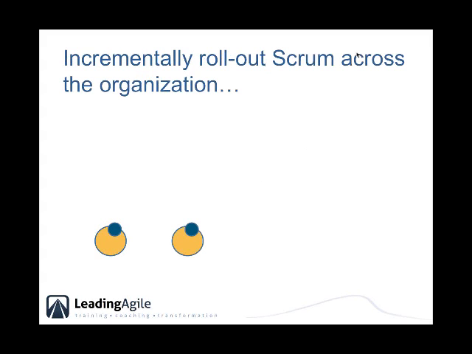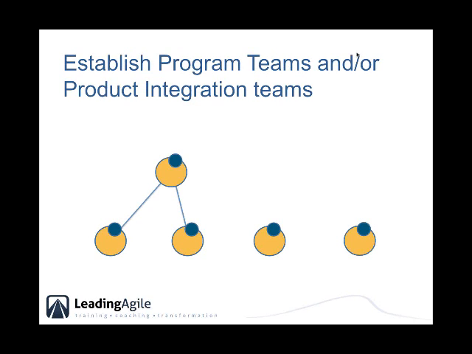So introduce a couple of teams, learn what works, learn what doesn't, and then roll that out horizontally across the organization. So incrementally roll out Scrum across the organization. And then establish maybe program teams or product integration teams, things that are going to, in effect, encapsulate this.